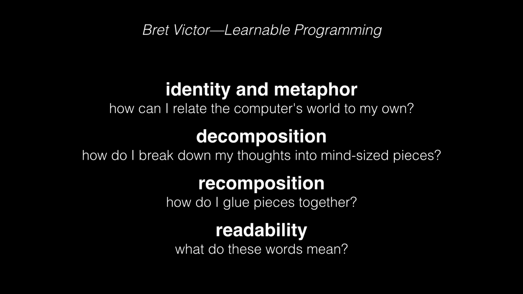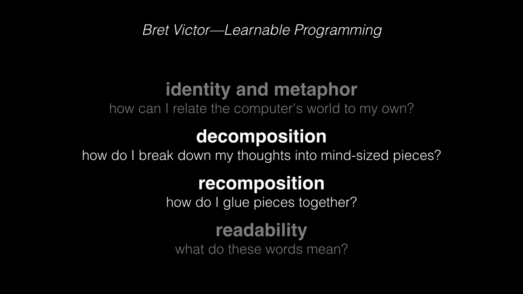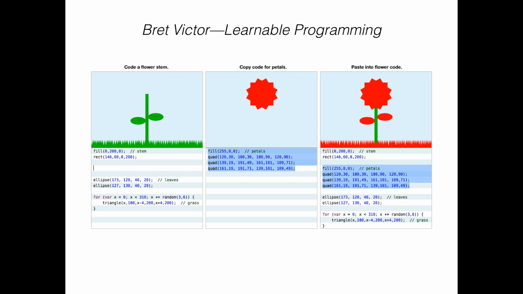And let me just focus on two things that current languages are particularly bad at. Decomposition and recomposition. How do I break down my thoughts into mind-sized pieces, and how do I glue these pieces back together again? So this is an example in Processing, which is supposed to be an easy introduction to Java with a nice graphical library on top. It sort of hides away all the object-oriented parts of Java, so what you're looking at is just pure imperative code, really.